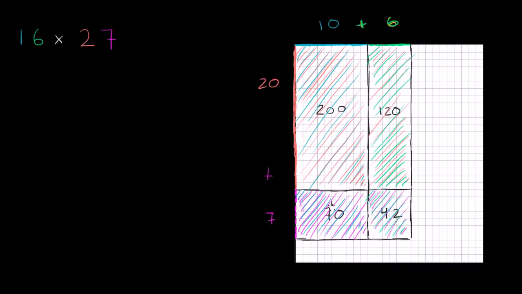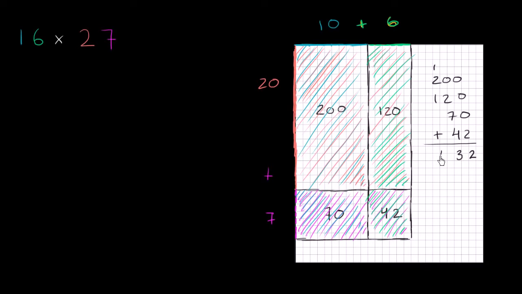So what's the area of this entire thing going to be? Well, it's going to be 200 plus 120 plus 70 plus 42. And when you add that up, you get, let's see, in the ones place you get a 2. Then you get 2 tens plus 7 tens is 9 tens, plus 4 tens is 13 tens, which is the same thing as 3 tens and 100.